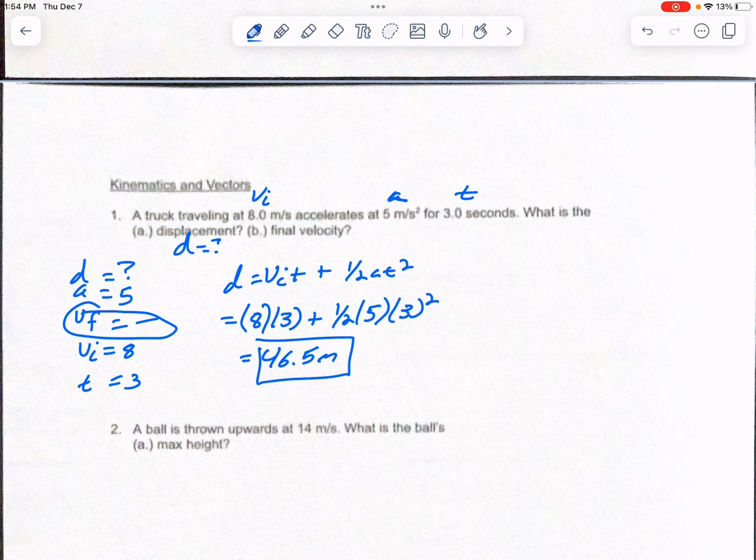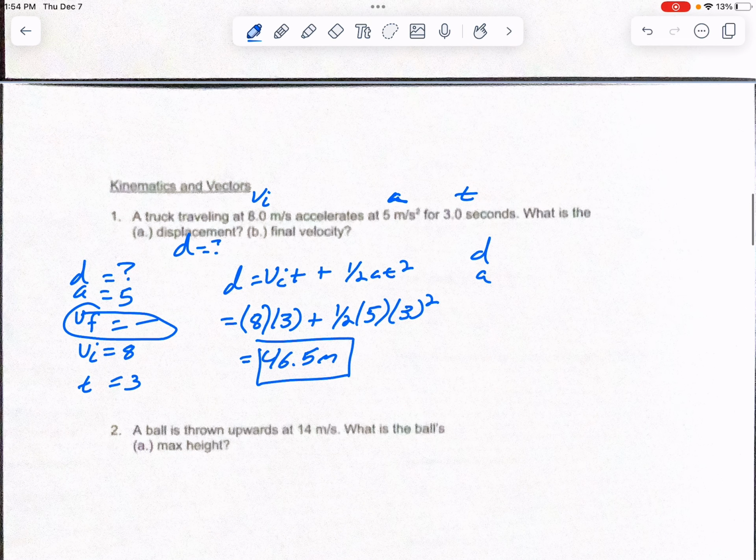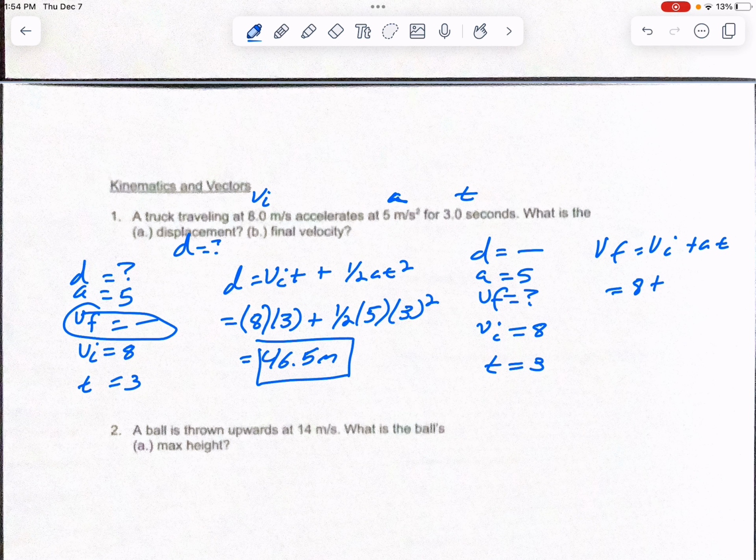Now part B, we're going to do the same thing. We're just going to do DAFT again, but we're going to flip-flop. Now we're actually looking for VF. A is still going to be 5. VI is still 8. Time is still 3, so therefore distance didn't matter. So we're going to use equation number 1. VF equals VI plus AT. So we're just going to plug in. VI is going to be 8 plus A, which is 5, times 3. We're going to solve for that, and you should get 23 meters per second.